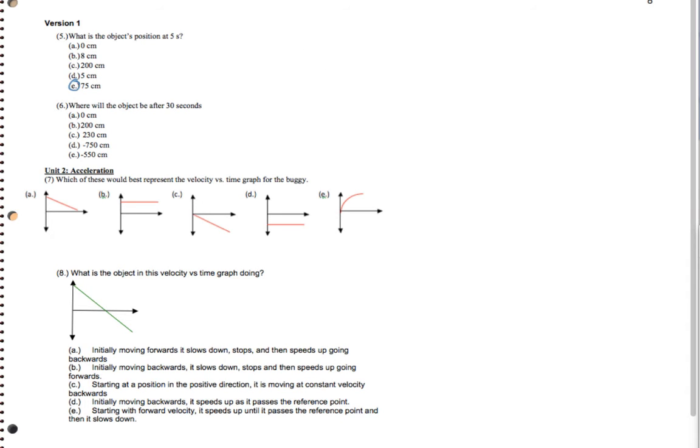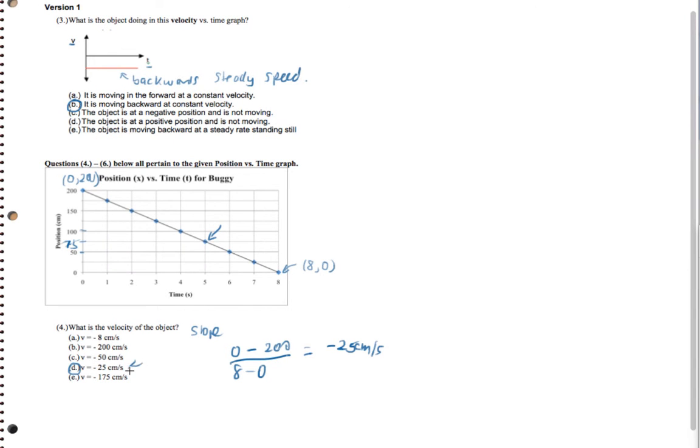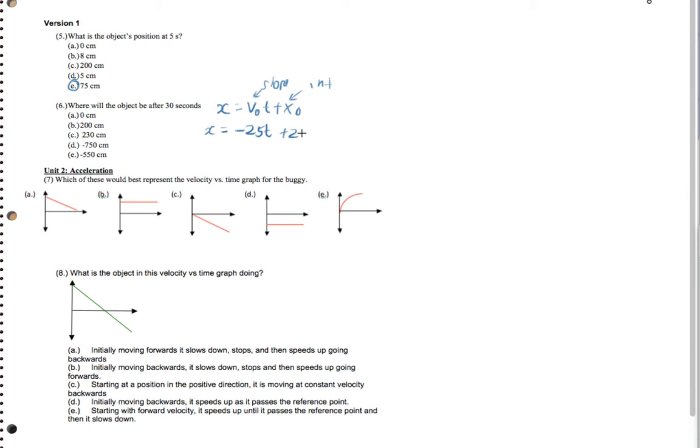And where will the object be after 30 seconds? Well, let's see if we can figure this out from the equation. So we've got x equals v naught t plus x naught. Let's remember this is the slope, and that's the y-intercept. So we know the position function is given by x equals negative 25 times t, because that's the slope we got right here. And our starting position is here at 200, so we'll put plus 200 right there.